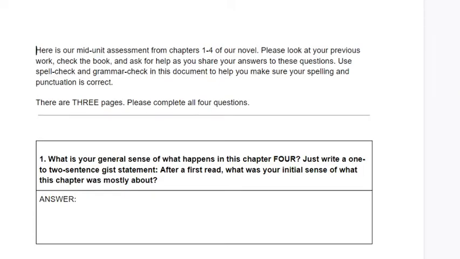I'm going to get out of the way here so we can see the document. Okay, this is our mid-unit assessment. An assessment is where you check in to see if you understand how to do all the important stuff we've been learning. So it's an assessment from chapters 1 to 4 of our novel. Look at your previous work, check the book, and ask for help from me if you need it as you share answers to these questions. Use spell check and grammar check in this document to help make sure your spelling and punctuation is right. This is important: 3 pages to work through 4 questions. They're not necessarily super long questions, but there are 4 questions and 3 pages, so keep scrolling.